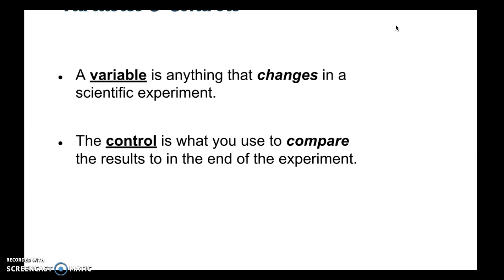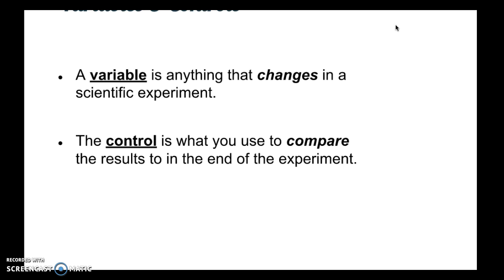Within any experiment, we have variables and controls. A variable is anything that's going to change in an experiment. It's the thing that we're manipulating. So maybe in the game example, we're saying if you play the game, then your heart rate will increase. So our variable would be playing the game or not playing the game.